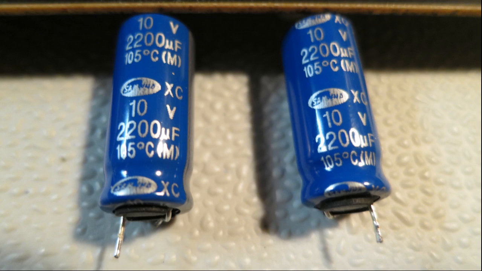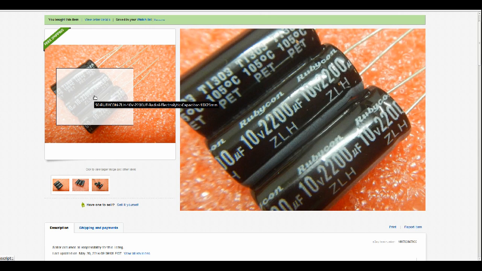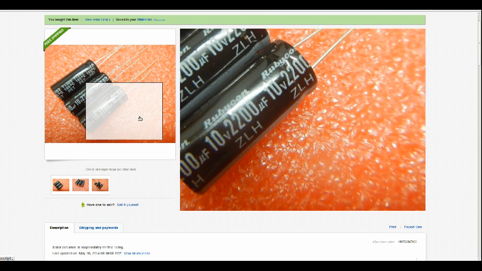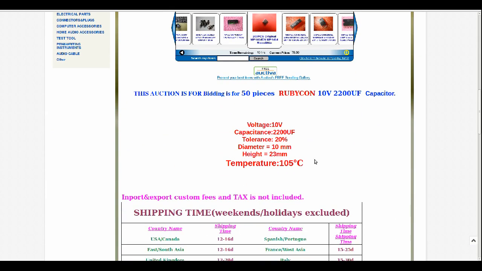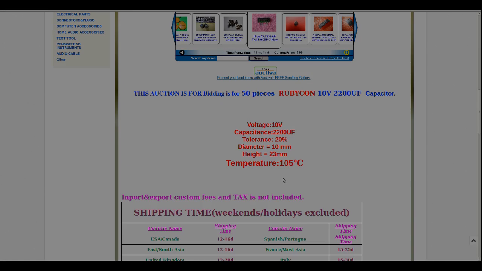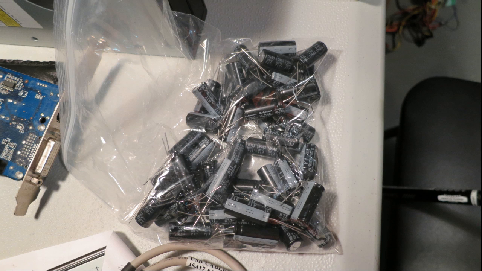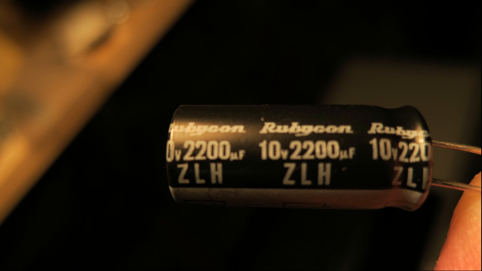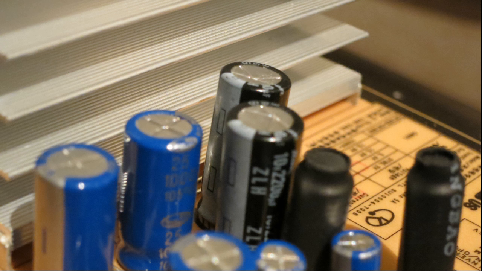Pull the caps out, get the specs. Alright, it's a bit of a gamble to order capacitors on eBay, but I thought I'd give it a chance and bought some Rubicons, found the exact same height, width, and lead width. So the important thing is to remember that it's the microfarads that you want to make sure are the same, the volts can be greater than, get the same temperature, and the lead spacing.